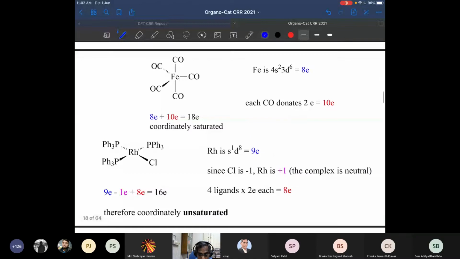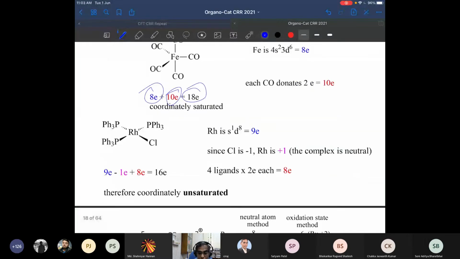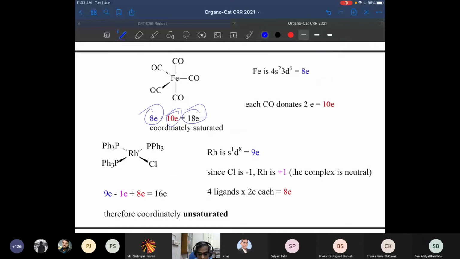Another example I have given here is the iron pentacarbonyl. Iron pentacarbonyl, 8 electrons and 10 electrons. Totally 18 electrons. I hope you are following. It's not a big deal at all. Then you come here. Again, don't say that sir has flashed the slide and left. This will be taught by the tutorial teacher. I have given a representative example.